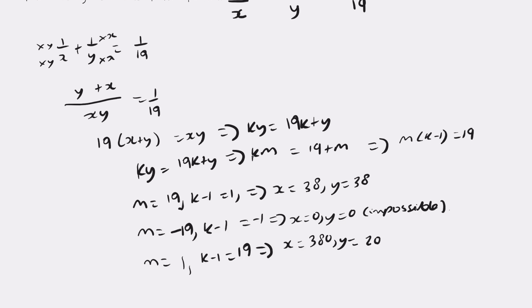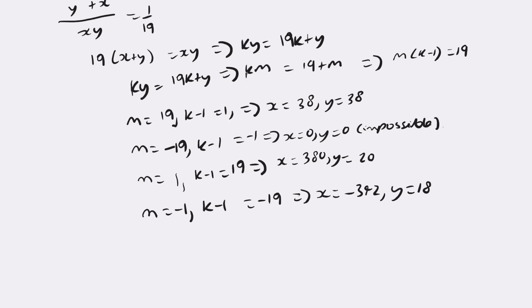If m were to equal minus 1, then k minus 1 would equal 19, which would mean that x equals 380 and y would be 20 in that case. So here we can see I've listed out every potential solution. We ruled out x equals 0 and y equals 0 as that was an impossible solution, which we have to reject. x equals 38, y equals 38, x equals 380, y equals 20, x equals minus 342, and y equals 18.